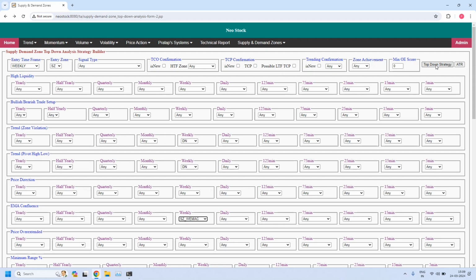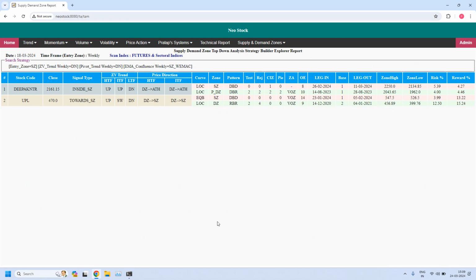Now let us filter the stocks. So these two stocks are filtered. Supply zones are having EMA confluence, and currently their trend is down. Based on that, you can plan whether you want to go for a WIT trade, weekly income trade. If that is the case, this weekly zone should be a higher time frame zone. That way you have to plan.